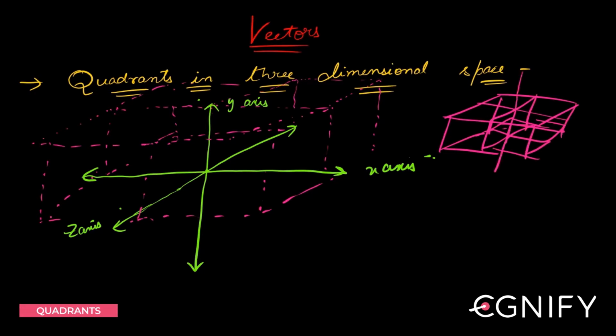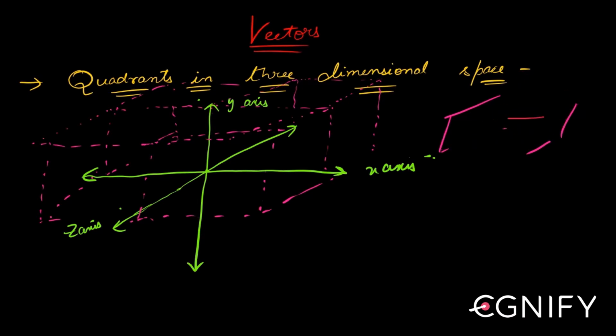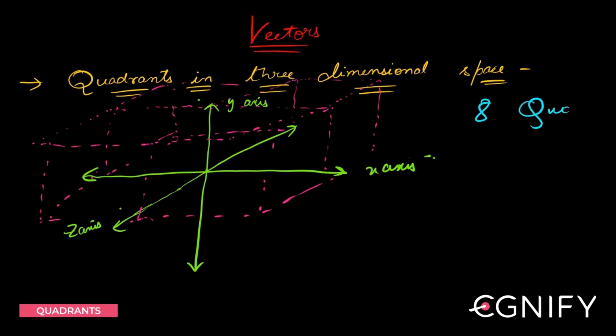From the middle is one axis, from the center is another axis, and from the center there is another axis. I'm sure you must have got confused with the drawing, but just try imagining it. You'll be able to understand that there are 8 boxes here. All those 8 boxes are your 8 quadrants.